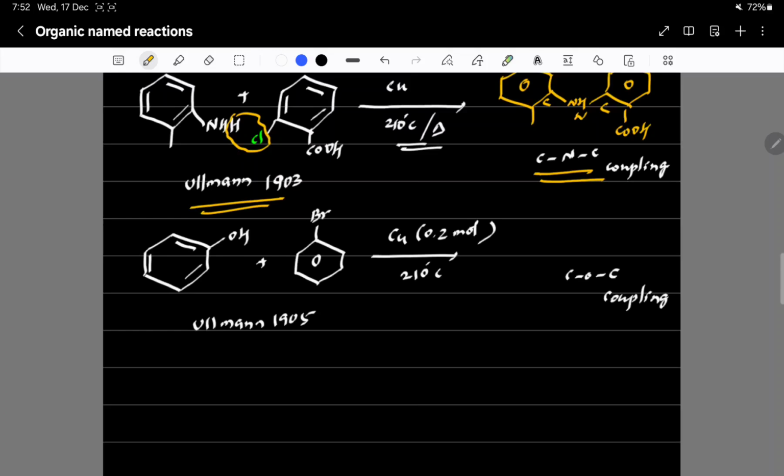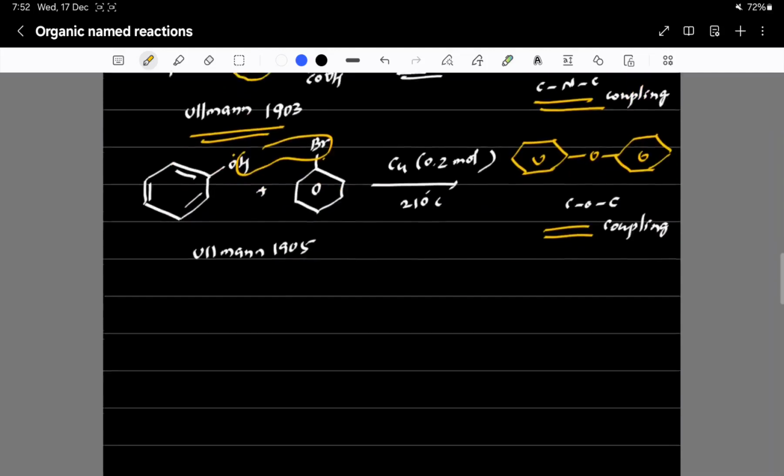The first compound was synthesized around 1896. Then he synthesized some more compounds. Here also, this H and Br will leave. So here the O radical and this Br radical will form this type of compound. So here is COC coupling. COC coupling also he observed by using copper. Right, this is about the Ullmann synthesis, right?